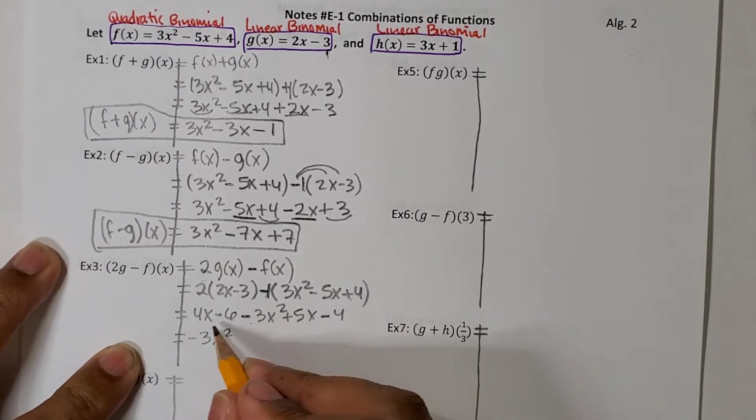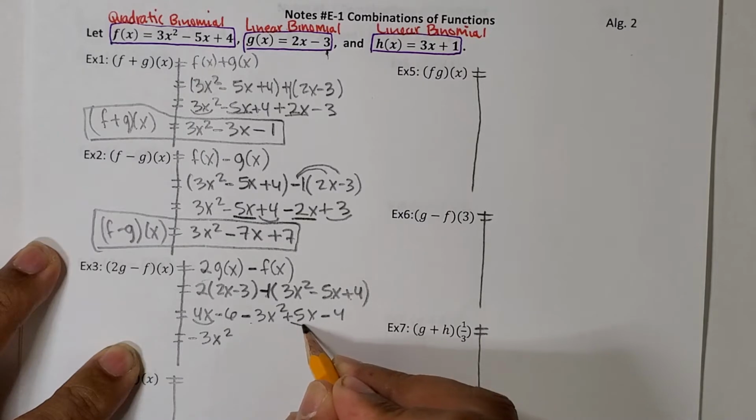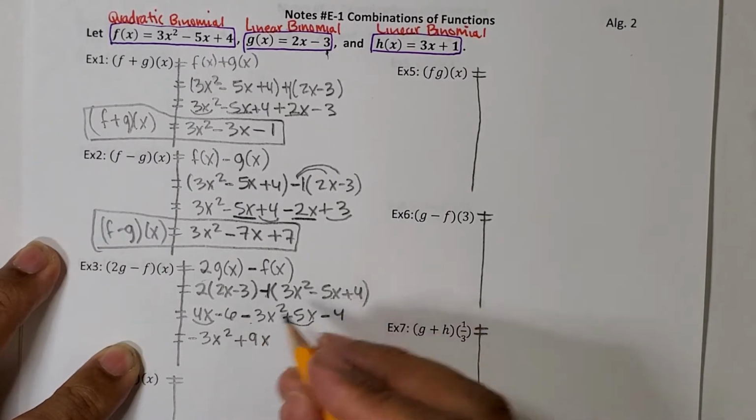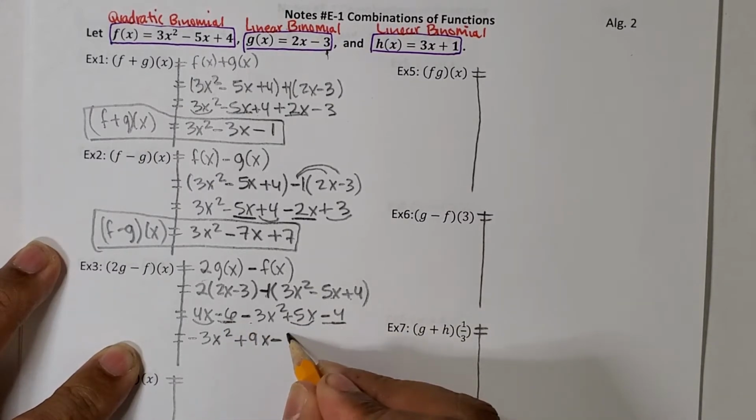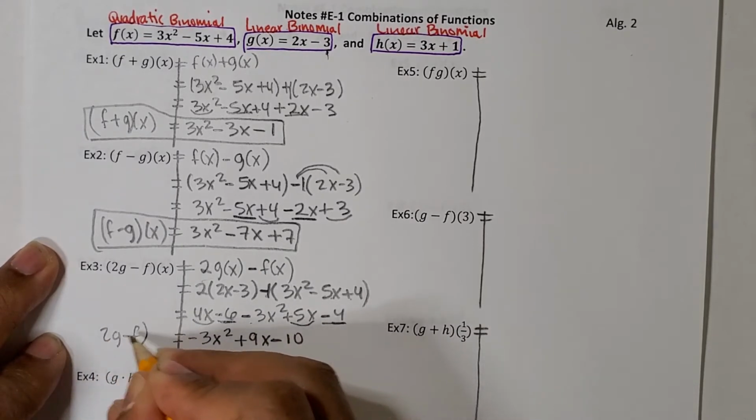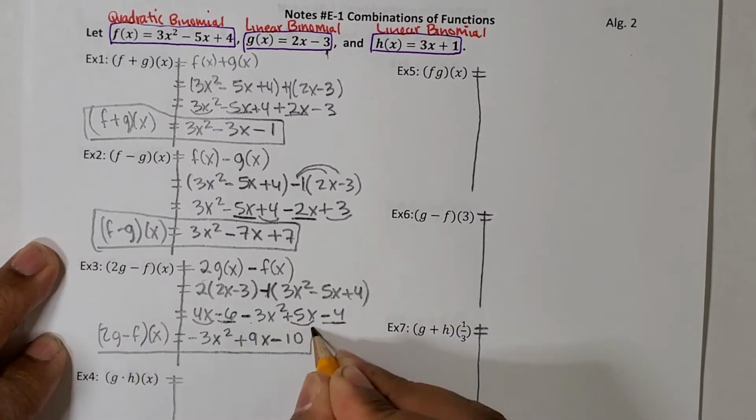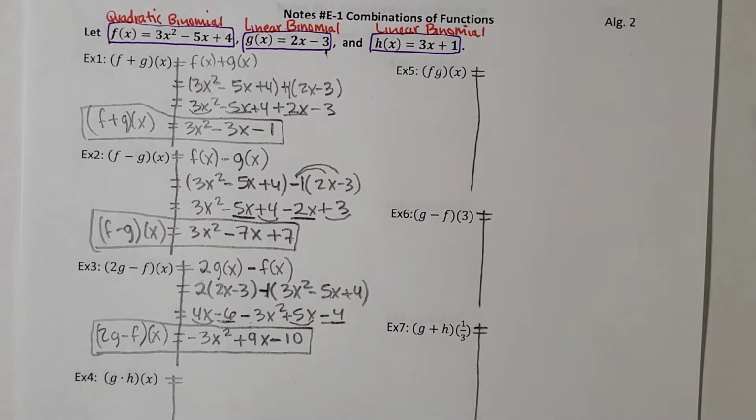And then next I'm going to combine the x's. So I have 4x and 5x. When I combine those two, they combine to positive 9x. And then negative 6 and negative 4 combine to negative 10. So 2 times g minus f of x is equal to negative 3x squared plus 9x minus 10. All right, so that's the examples for addition and subtraction.